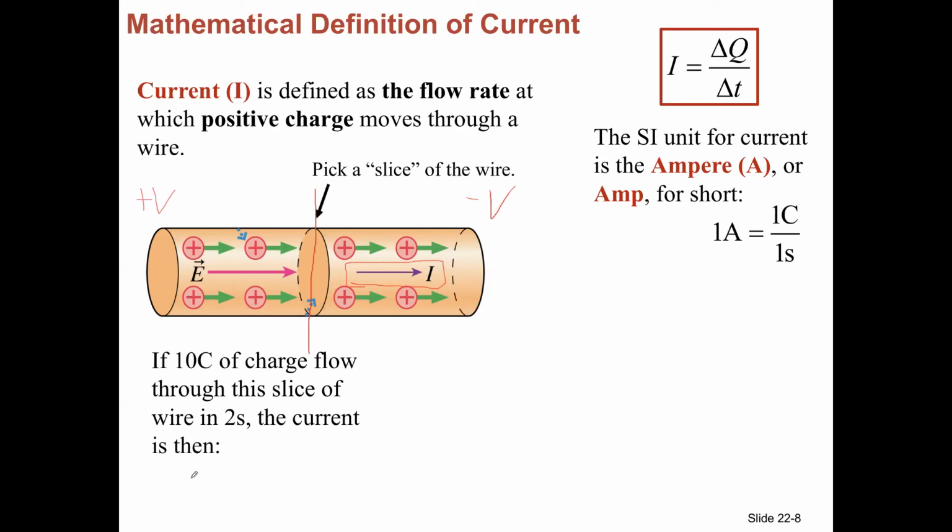So for instance, if we watched here for 2 seconds and we saw 10 coulombs pass by this point, we could then say the current would be 10 coulombs in 2 seconds, or 5 coulombs per second, or 5 amps.